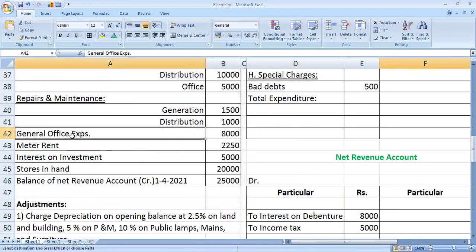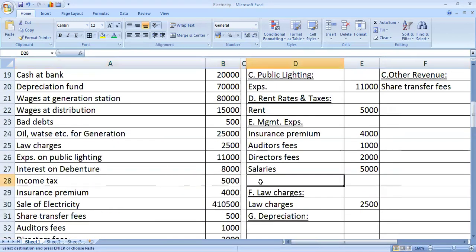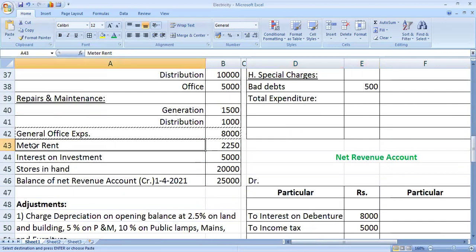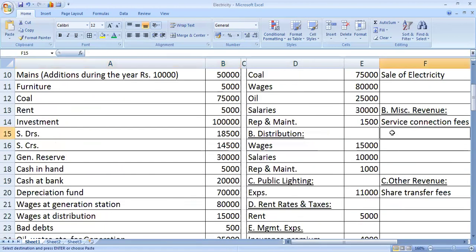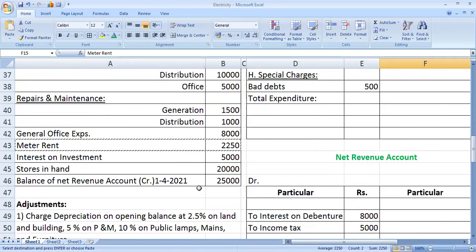The next item, general office expenses. General office expenses goes to the revenue account debit side under the heading of management expenses, rupees 8,000. Meter rent goes under the heading of miscellaneous revenue account credit side. Rent rupees 2,250. Then interest on investment, this is income, hence goes to the net revenue account credit side, 5,000.